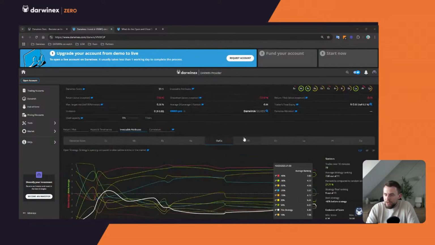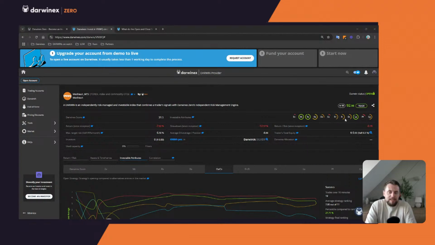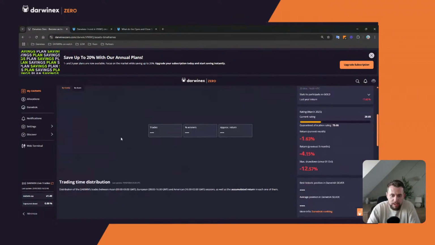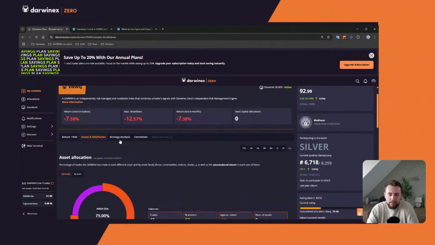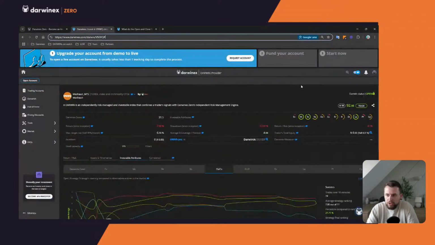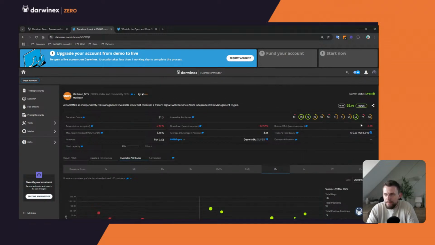Okay, so back to this Darwin. We've already looked at the next three, so they're the same chart between each one: positive, negative, and duration consistency. It's the same chart that we checked on Darwinex 0, which is the trading time, not the trading time distribution, the duration versus profit trade. It's just shown in a different way. So again, position return in pips and position duration.